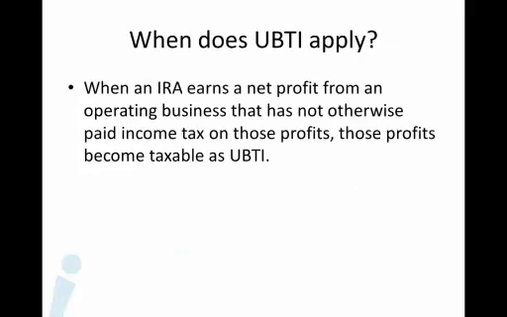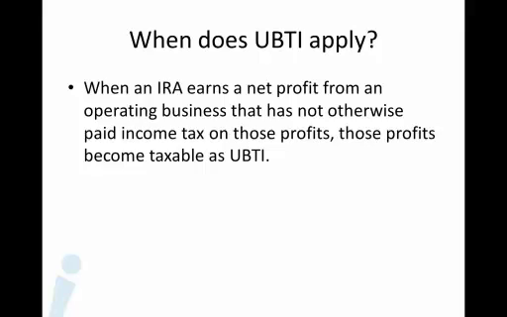So if we know that the passive investment income does not trigger the UBTI, then the next question, I suppose, is, well, what does trigger it? When does it apply? And as this slide shows, when an IRA earns a net profit, and again, we're talking net profit, not a loss here. So even if your IRA took in $100,000, it doesn't mean that there was a profit here. Maybe it was all expensed out, and therefore there's no net profit for this tax to hit on.